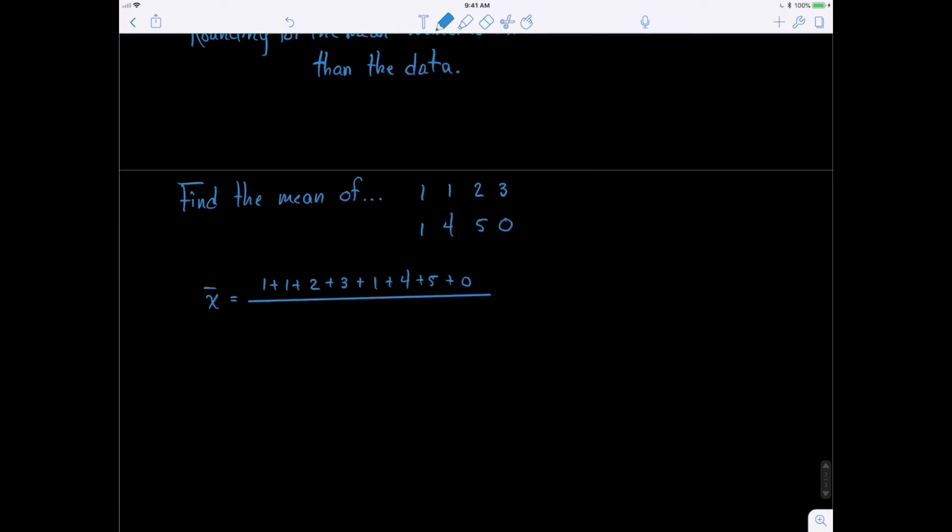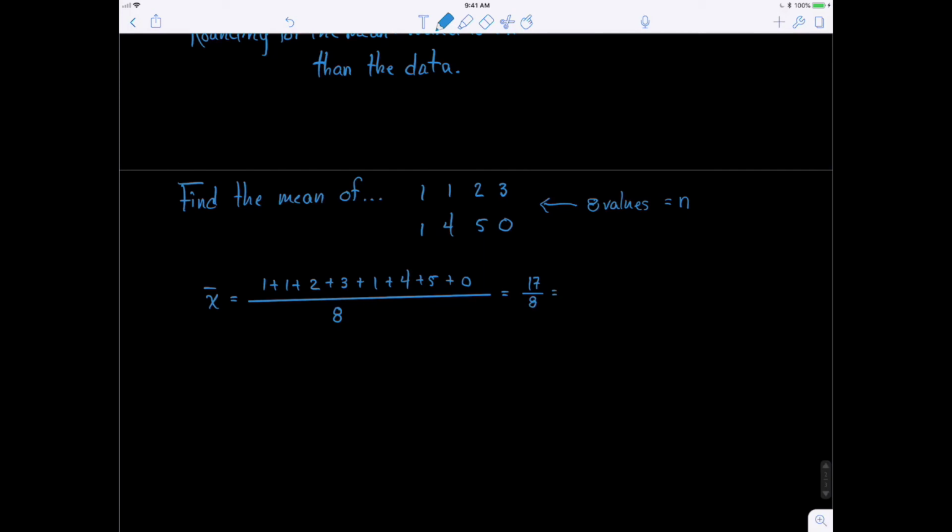And then notice now I have 8 data values, so here there's 8 values. So that's our n. N is 8. So divide this by 8. So let me see. If I do all that, I have 1 plus 1, that's 2. 2 more is 4, plus 3 is 7, plus 1 more is 8, plus 4 is 12, plus 5 is 17.